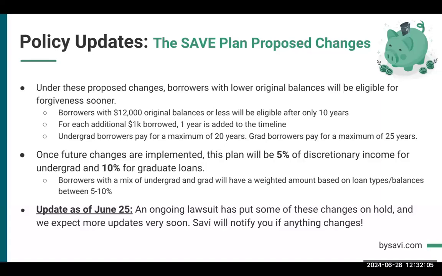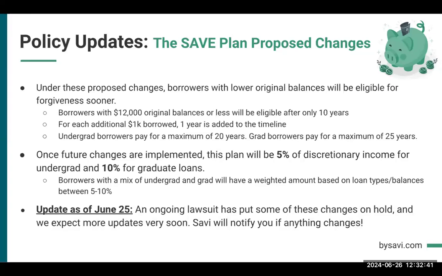Soon, there are some proposed changes that could take effect with this SAVE plan. One of these changes is that borrowers with lower original balances will be eligible for forgiveness sooner. If your original principal balance was $12,000 or less, you would qualify for forgiveness after only 10 years of payments. As your balance increases, so does the timeline to forgiveness. There is a maximum repayment period of either 20 years for undergrad or 25 years for grad loans on the SAVE plan.